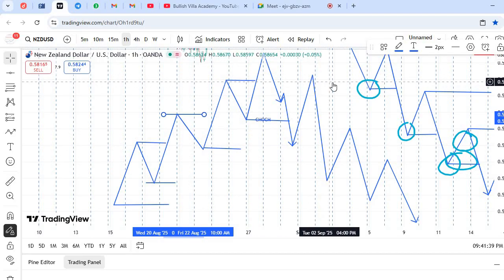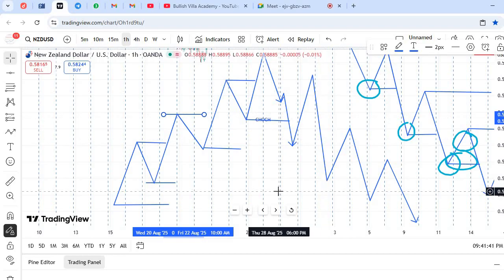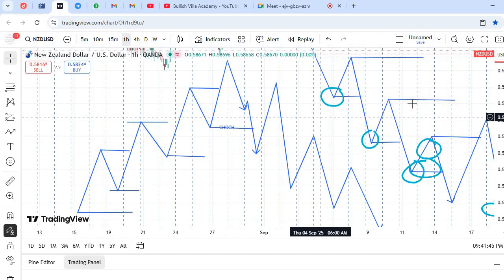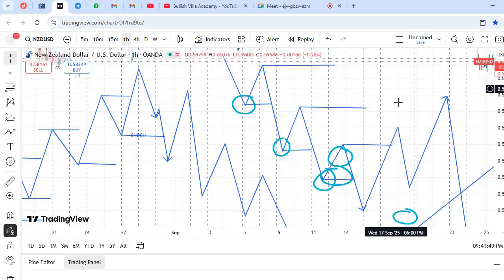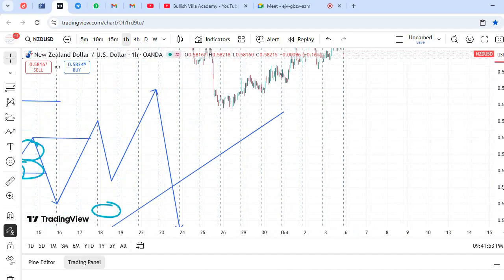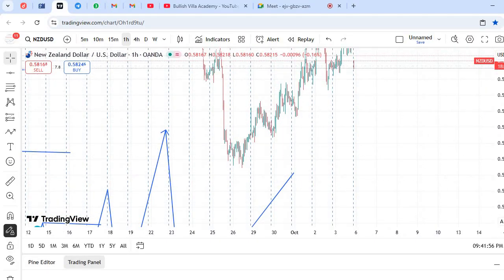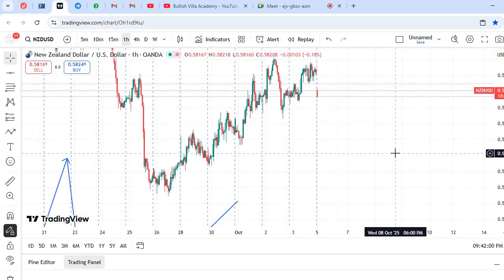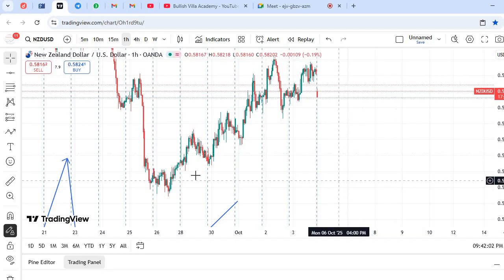Then how to get a good entry? That one is an advanced question. It will take me time to explain that one, because there are some things you look out for. Like me now, if I want to take a trade, there are some criteria I use to enter my trade.